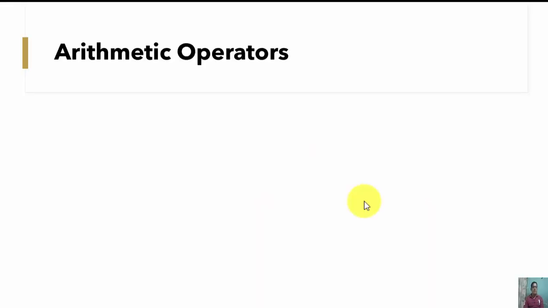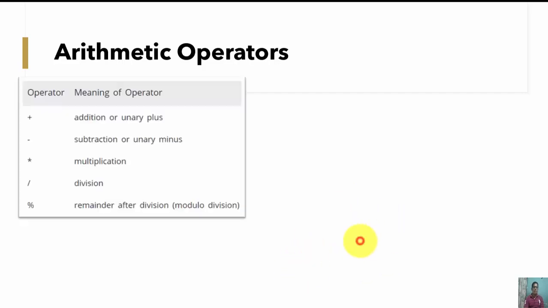Let us discuss the different arithmetic operators used in C language programming. These are the most widely and commonly used arithmetic operators. The first one is addition, also known as unary plus, used to perform the addition of numbers. The second one is subtraction, also known as unary minus, mainly used to perform the subtraction of numbers.